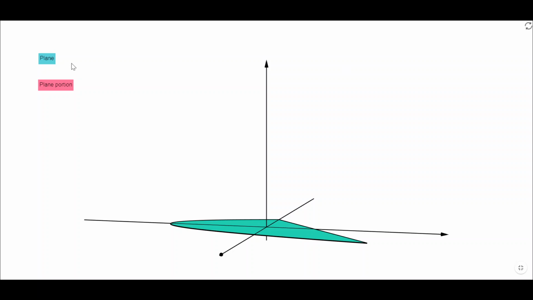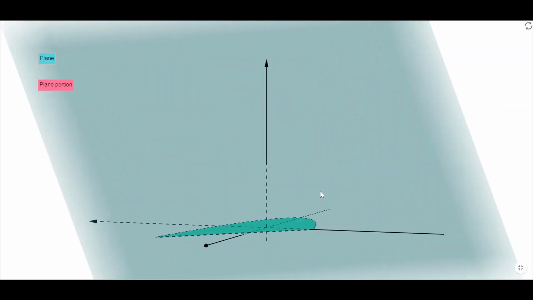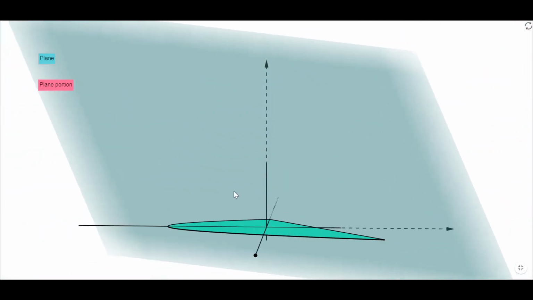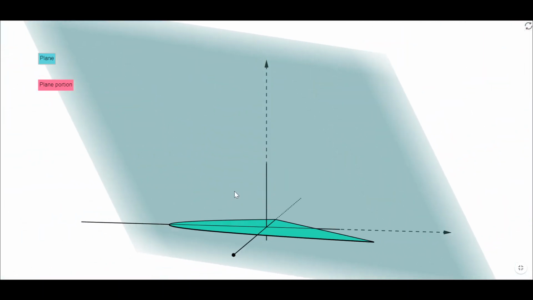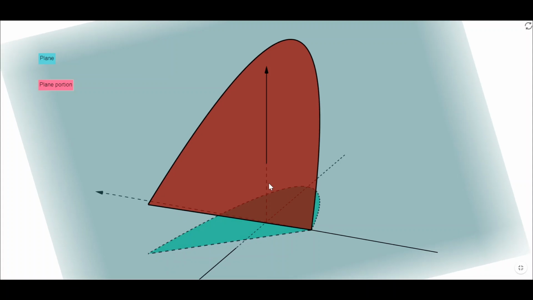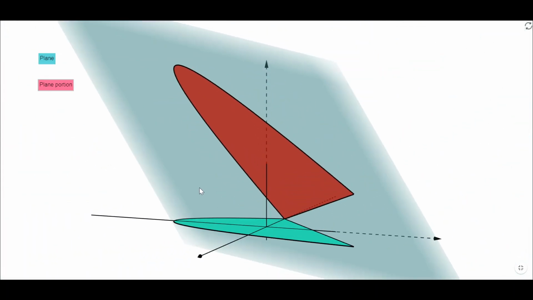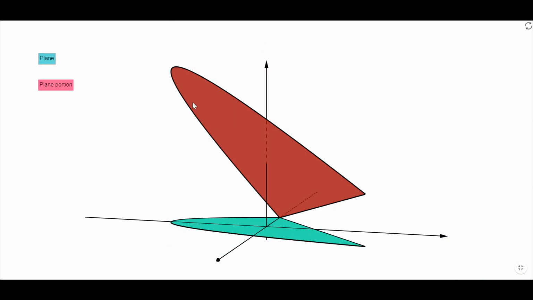Tapos, again, merong plane na given, di ba? Pero hindi yung buong plane yung gusto natin hanapan ng surface area. Ang hahanapan natin ng surface area ay yung portion lang daw nitong plane na to na nasa taas lang ng region. So, ito yun. Okay, yung portion lang ng plane na nasa taas ng region na define sa xy plane. Ayan, so in the end, we want to find the area of this red surface.